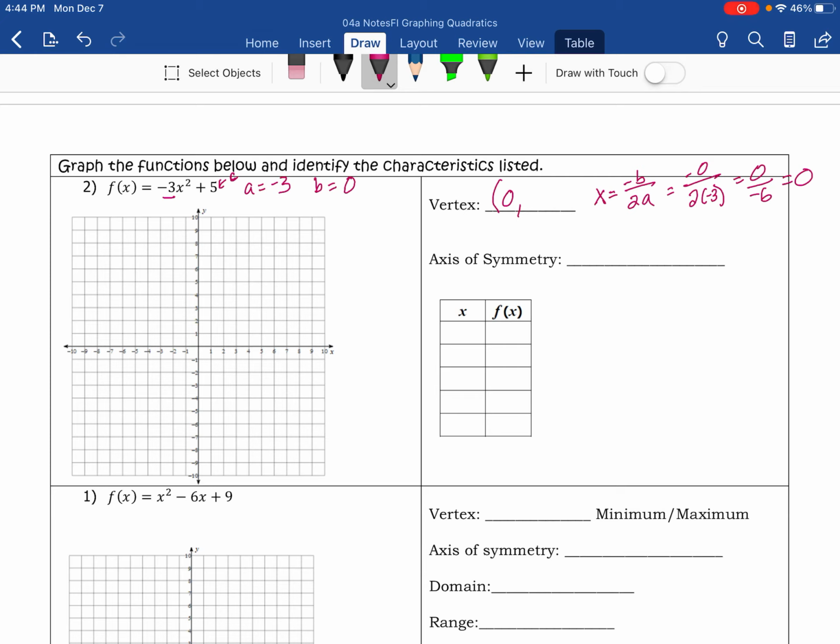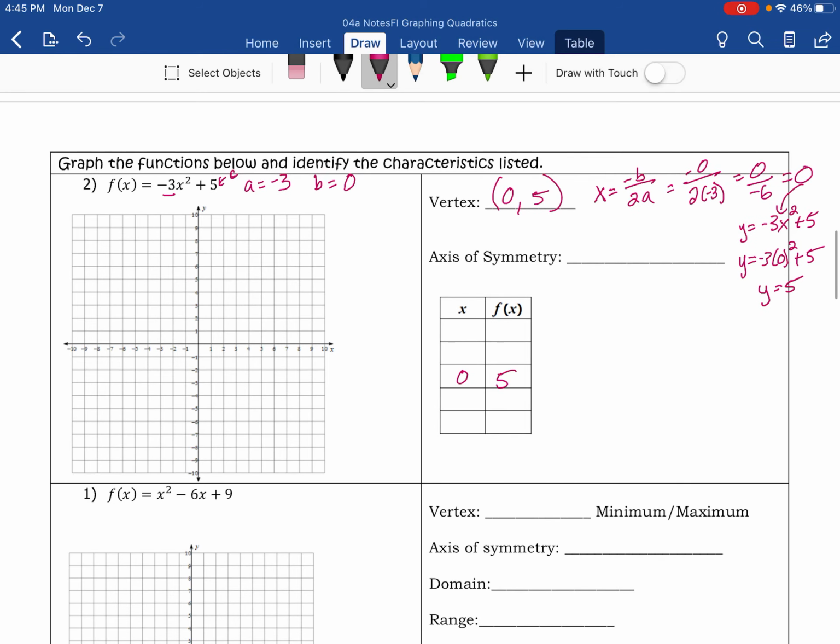The Y value of my vertex, we'll define the Y value. I actually substitute this X value into my original equation. So my original equation was Y equals -3x squared plus 5. I want to plug 0 in for X. So this is going to be Y is equal to -3 times 0 squared plus 5. So my Y value is going to be 5. And so I write that in my table. 0, 5 is my vertex. And I also can plot that 0, positive 5. So I have my vertex right here.